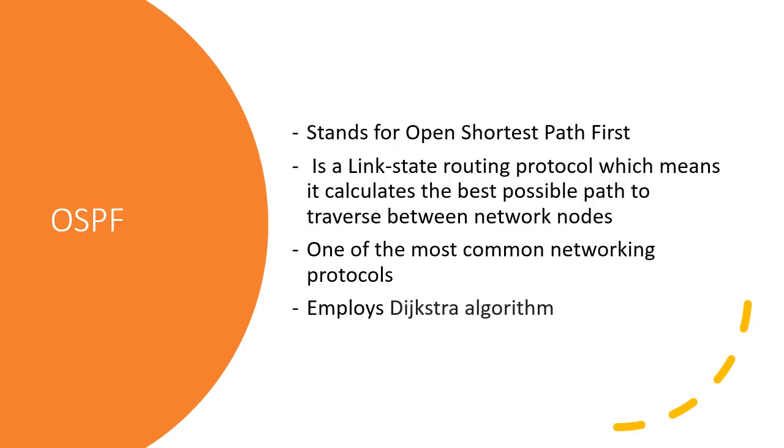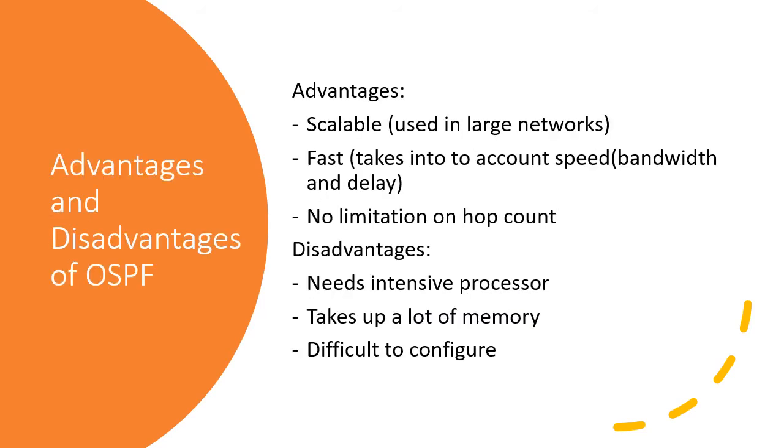OSPF is a very frequently used protocol among companies. It stands for Open Shortest Path First. This means the protocol uses topology mapping to find the fastest route in the network. It uses Dijkstra's algorithm to do its calculations.